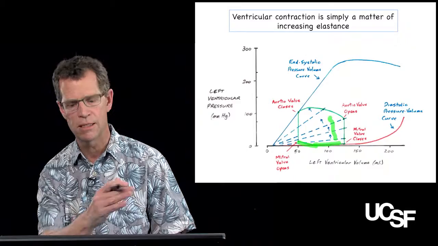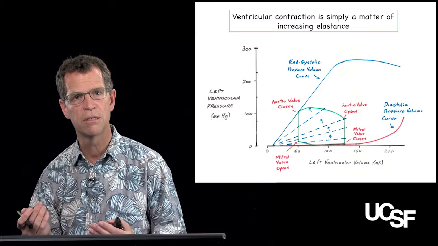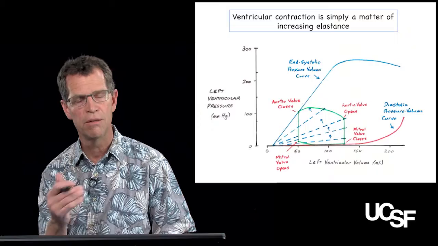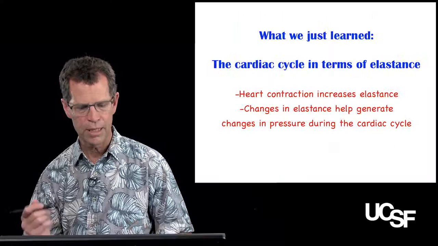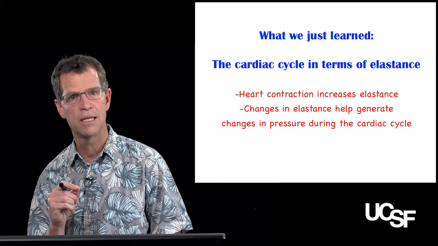And so this plot, although it's somewhat difficult to swallow at first, really explains how simply thinking about ventricular contraction as a change in elastance helps you understand how the heart makes its way through the pressure volume loop to generate this outflow during ventricular contraction and then inflow during ventricular relaxation. And so this mini module has essentially explained how we can think about heart contraction using the concepts of elastance that I told you about in the first module. And by thinking about changes in elastance, you can greatly improve your understanding of how the heart contraction works and how the cardiac cycle actually works.